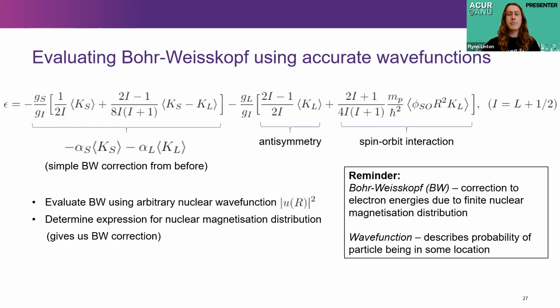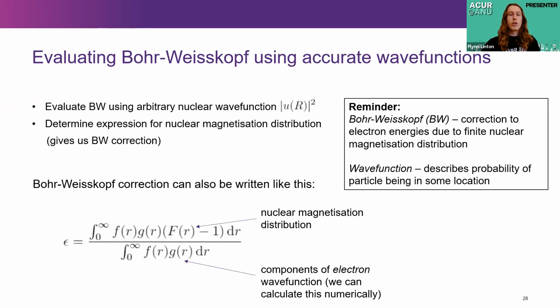Now, as I mentioned in the beginning, the Bohr-Weisskopf correction is the correction due to a finite nuclear magnetization distribution. So of course, it must depend on, well, exactly what the nuclear magnetization distribution is. Now, finding an expression for this f of r term here, the nuclear magnetization, is sufficient for estimating the Bohr-Weisskopf correction. And now that we have a model for computing the Bohr-Weisskopf correction using an arbitrary nuclear wave function, we can begin to construct some complicated looking wave functions and check if our correction matches the literature.